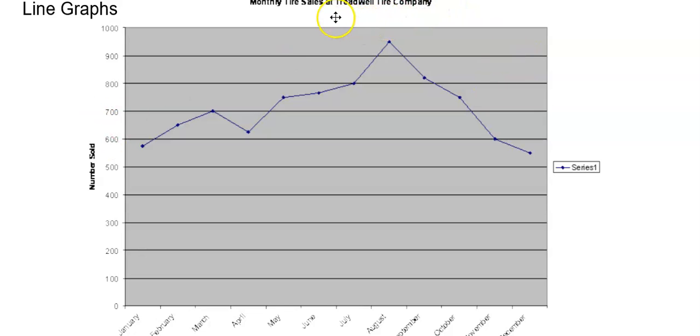So here we have monthly tire sales at Treadwell Tire Company. It goes from 0 to 1,000 numbers sold, and here are our months. So in January, and these are estimates, so you would have to estimate, probably closer to 600, so maybe 580, 585, all right? February looks pretty close to 650. March is at 700. That's pretty obvious. April, maybe 610, and so forth. And there's going to be some leeway here unless you have some dotted lines breaking down in between.